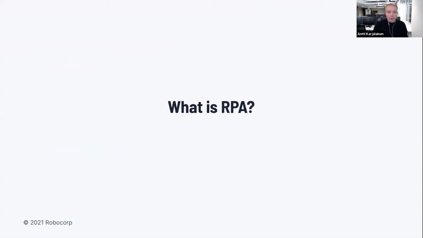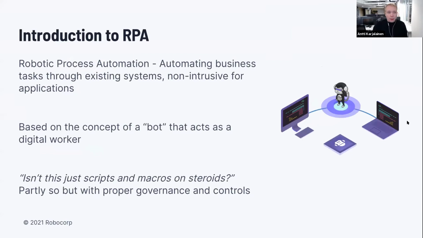So what is RPA? RPA stands for robotic process automation, and it's basically automating existing business processes or tasks with agents that are essentially code. So the basic idea in RPA is that instead of rebuilding everything to solve a particular business problem or automation problem, you can actually use non-intrusive agents to go in and build automations. And so it's kind of like macros, but really on steroids with proper governance and control features built in.